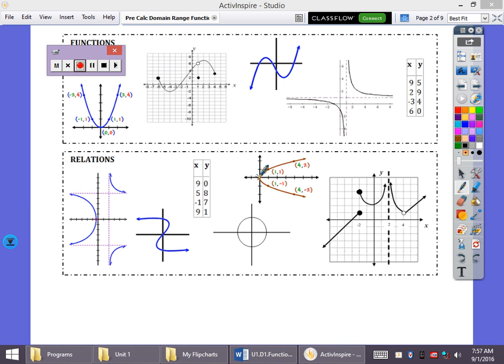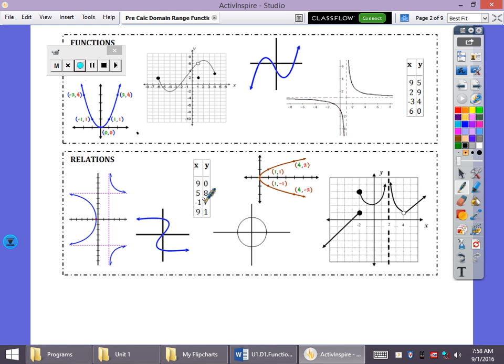Okay, today we're going to review some more about functions. At the top of your worksheet, you have some examples of what are functions and what are simply relations. Okay, and a quick way to look at a graph and to determine whether it's a function is to use what? Vertical line test.